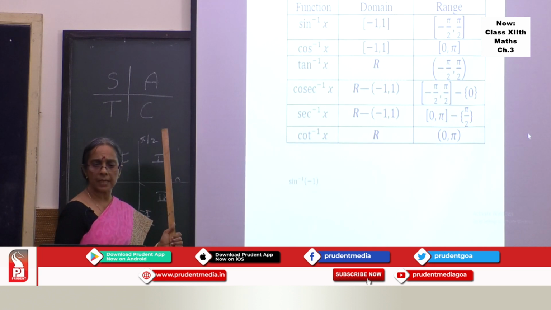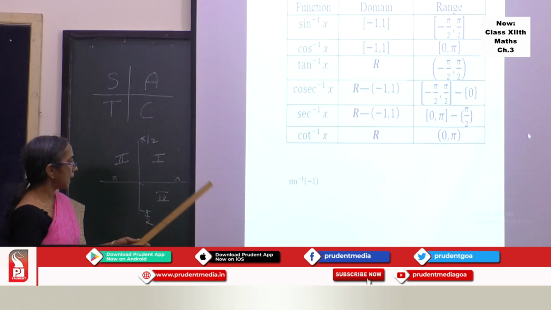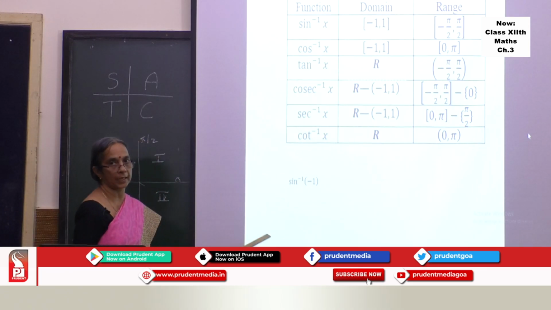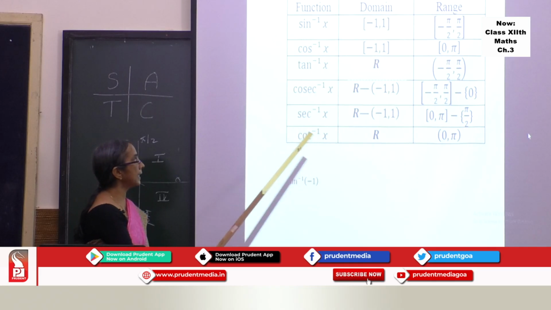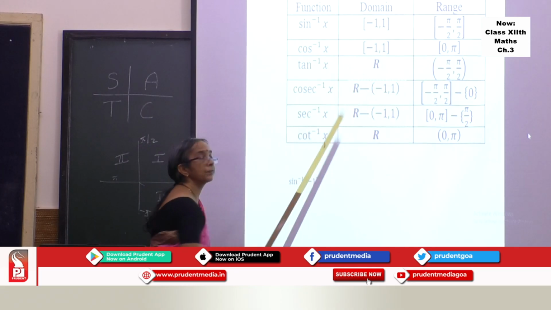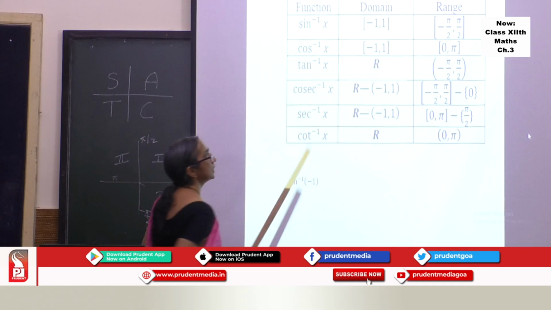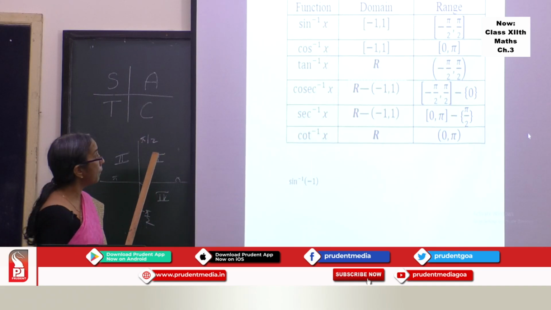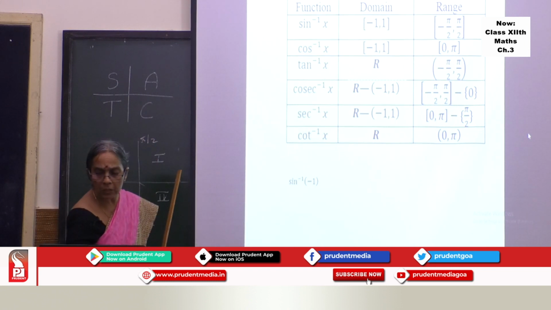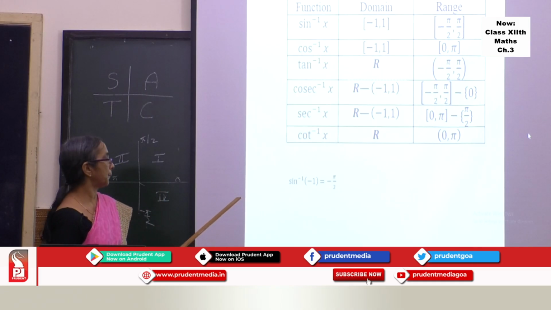Now, I give some examples. Sine inverse of minus 1. What is sine inverse of minus 1? Sine of which angle is minus 1? Sine of minus pi by 2. That should be in this range. Sine of 3 pi by 2 is also minus 1, but it should be an angle in this range. So, sine of minus pi by 2 is minus 1. Therefore, sine inverse of minus 1 is equal to minus pi by 2.